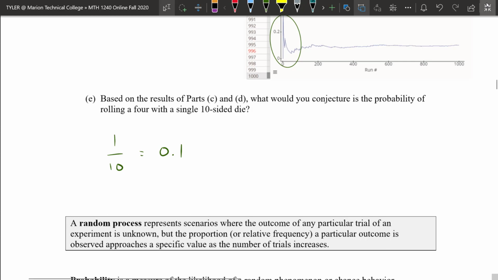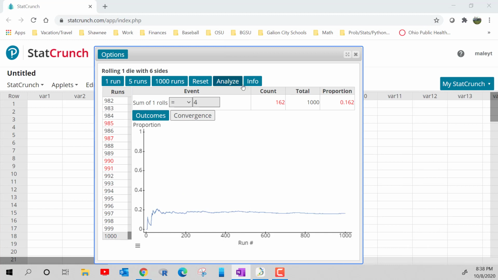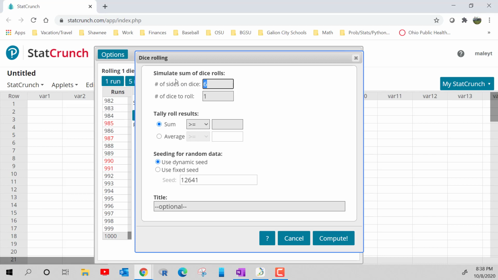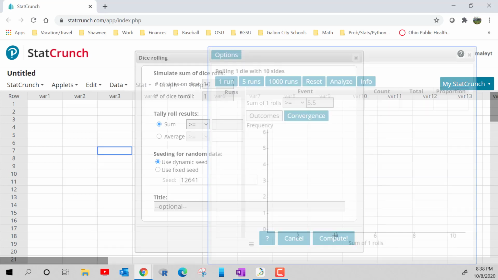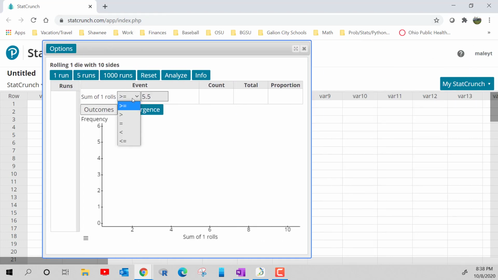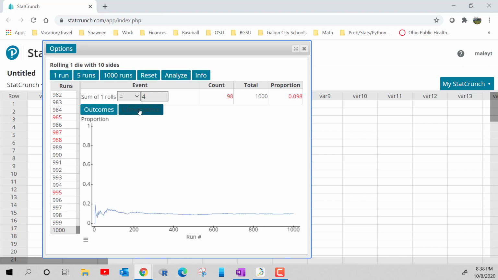So the idea is, if I were to change this so there are 10 sides on a die, and I looked at this when this is equal to the number 4, and I did 1,000 runs, notice this is flattening out, and the curve is flattening out right around where the theoretical probability would be, which is 0.1. So the proportion is 0.098, which is really close to 0.1.